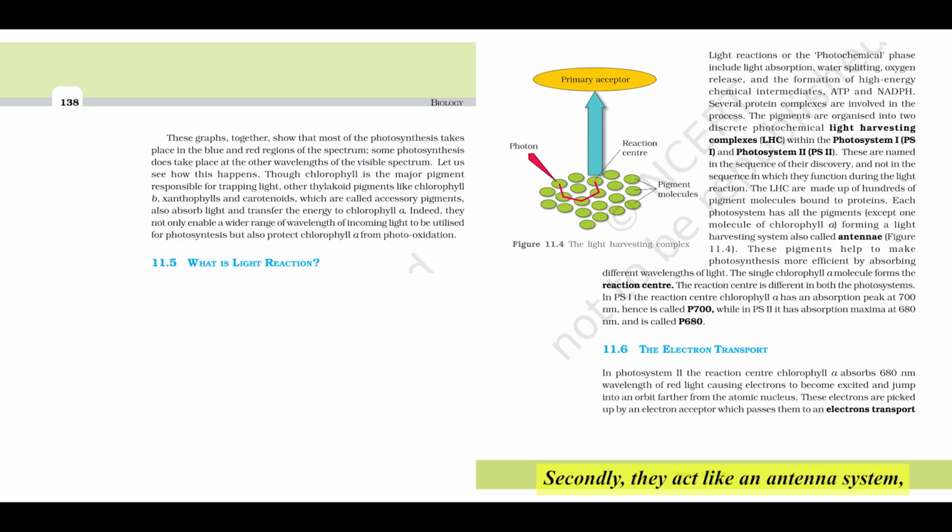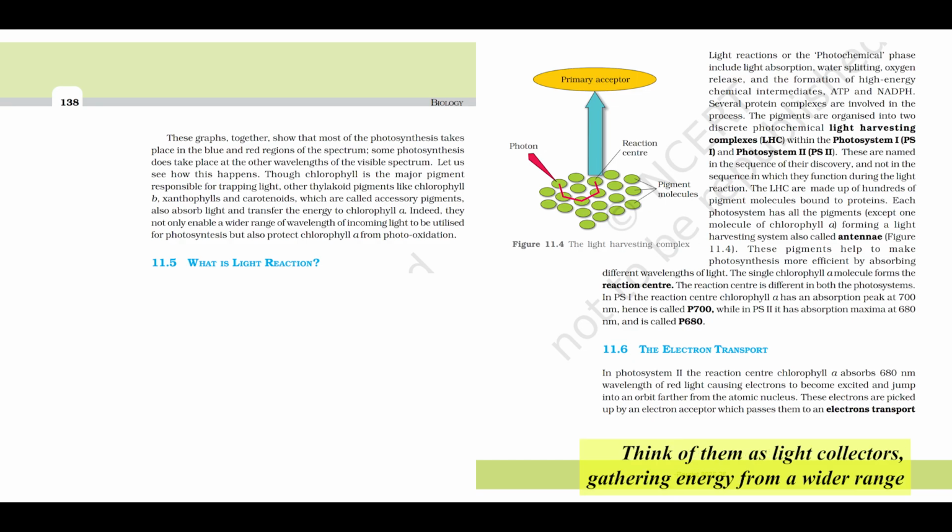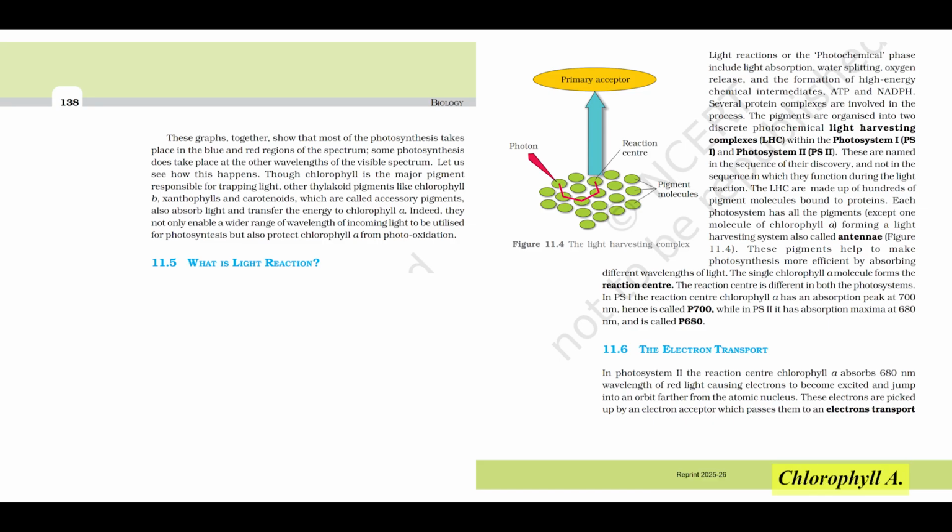Secondly, they act like an antenna system, transferring the absorbed energy to chlorophyll A. Think of them as light collectors, gathering energy from a wider range and funneling it efficiently to the main reaction center, chlorophyll A. And thirdly, which is critically important for plant survival, they protect chlorophyll A from photooxidation. In excessively high light, chlorophyll can get damaged. These accessory pigments help dissipate that excess energy safely, safeguarding the primary pigment.